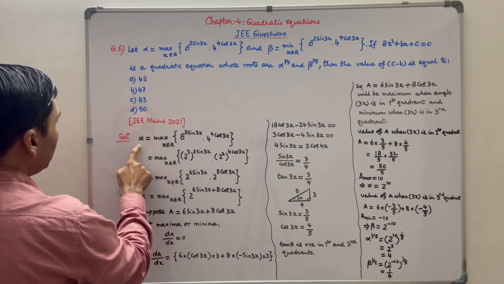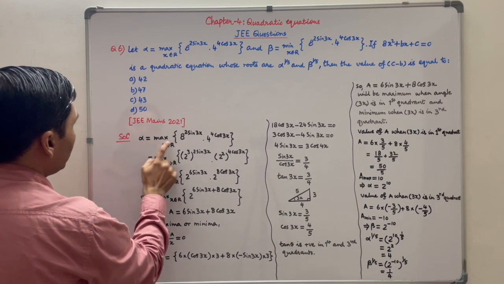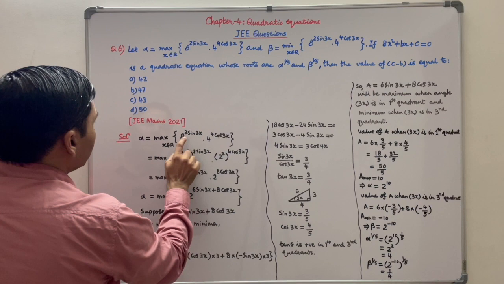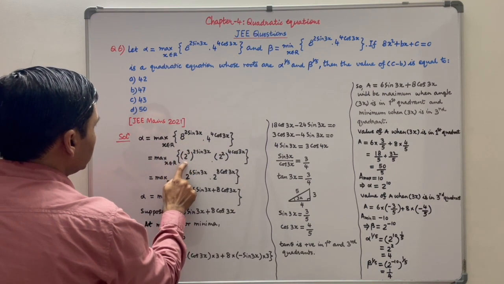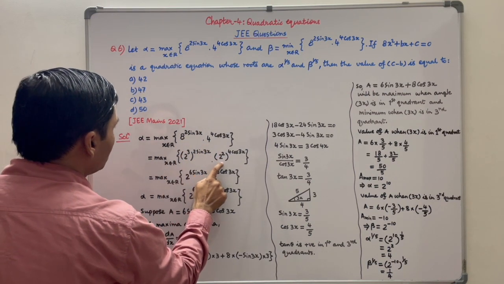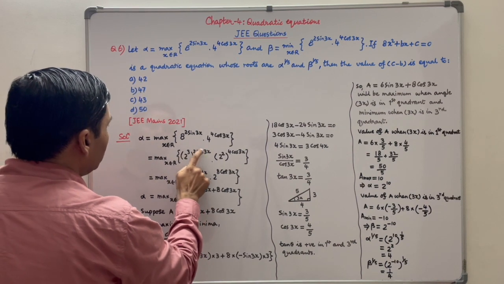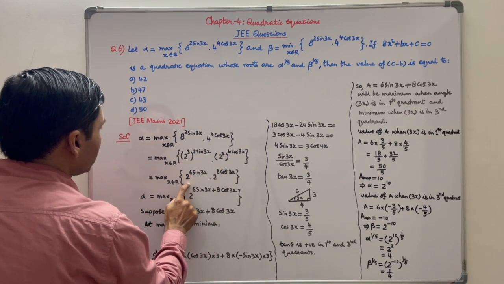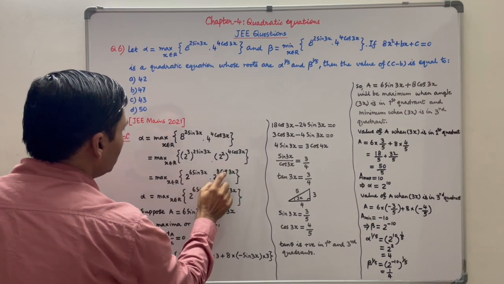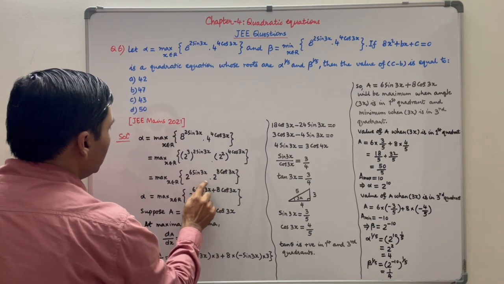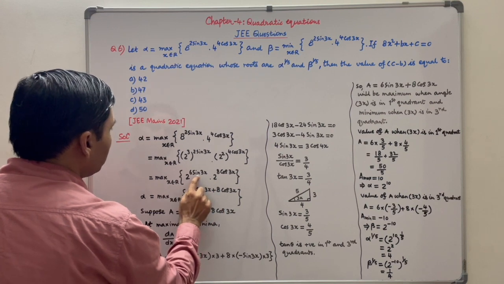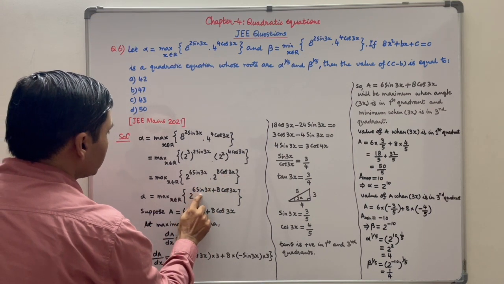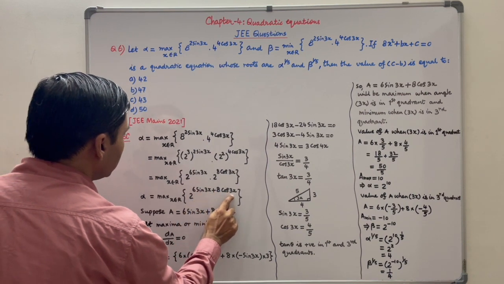It is given that alpha is equal to maximum of this. First, we will simplify this part. 8 can be written as 2 to power 3 and 4 can be written as 2 to power 2. Now powers will be multiplied. So this part will be 2 to power 6 sine 3x and this part will be 2 to power 8 cos 3x. Now bases are same, so powers will be added up. So this can be written as 2 to power 6 sine 3x plus 8 cos 3x.